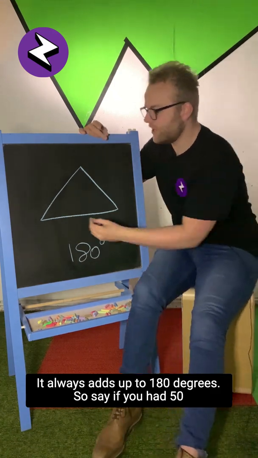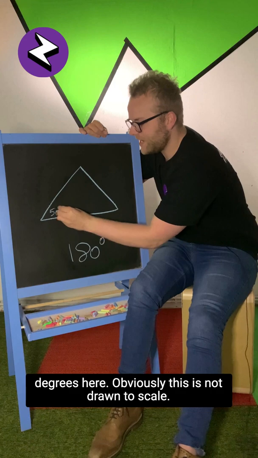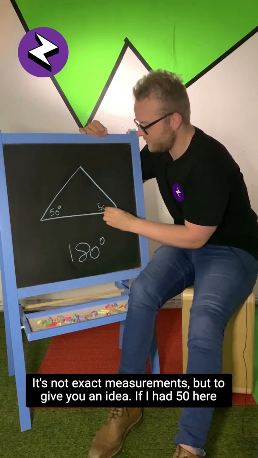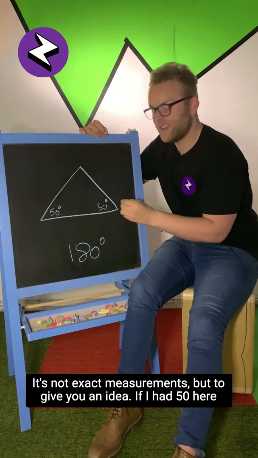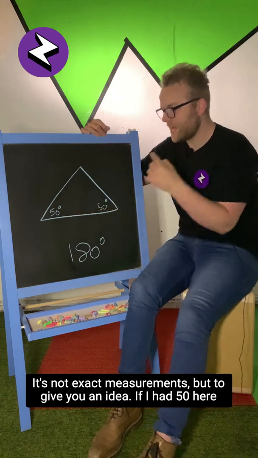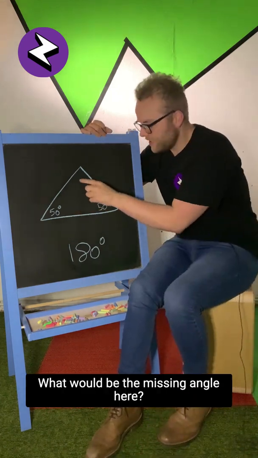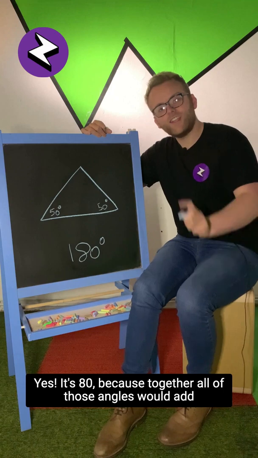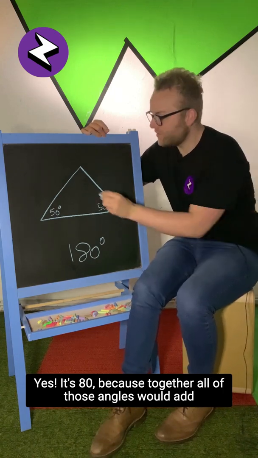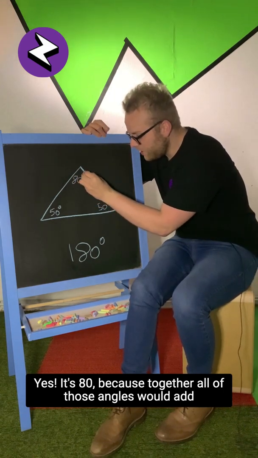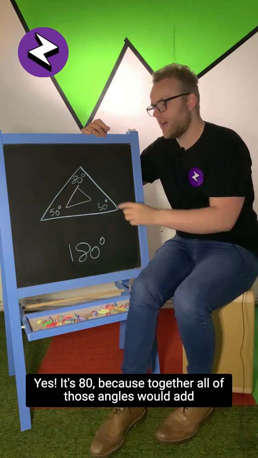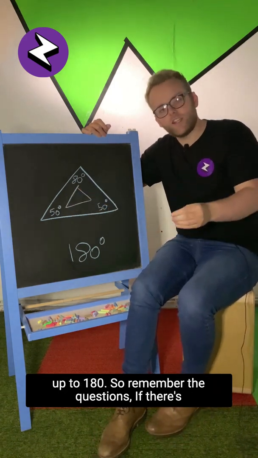So say if you had 50 degrees here, obviously this is not drawn to scale, so it's not exact measurements, but to give you an idea, if I had 50 here and 50 here, what would be the missing angle here, okay? Yes, it's 80, because together, all of those angles would add up to 180, okay?